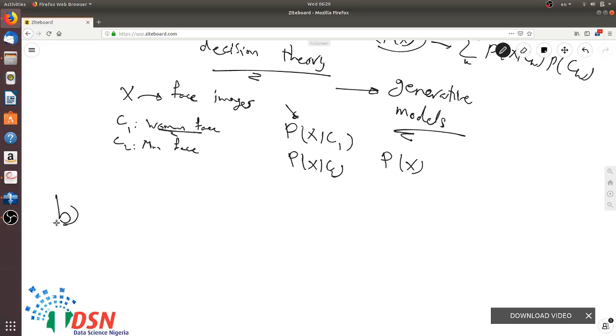The next possibility is to directly derive the conditional probability of Ck given x, then use decision theory to assign a class to x. We call this approach, and models that model the posterior probability directly, discriminative models.